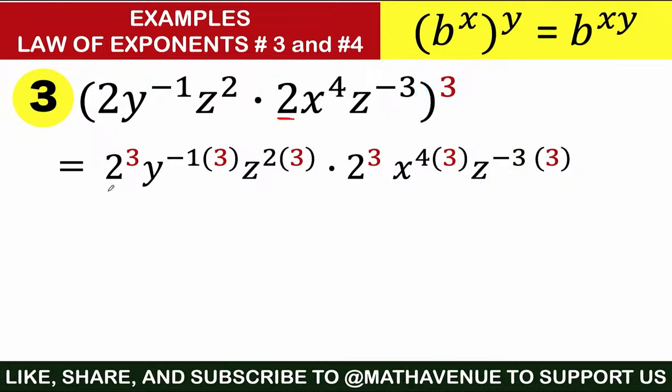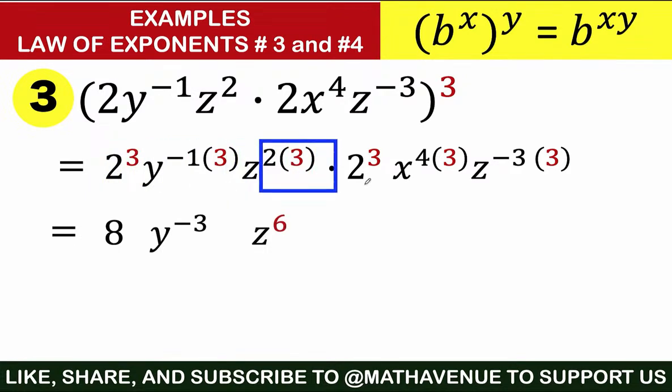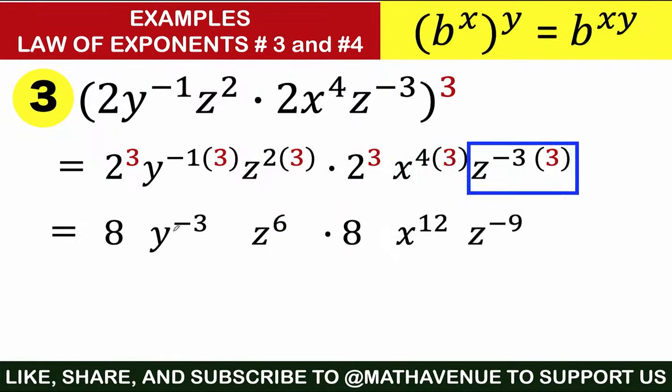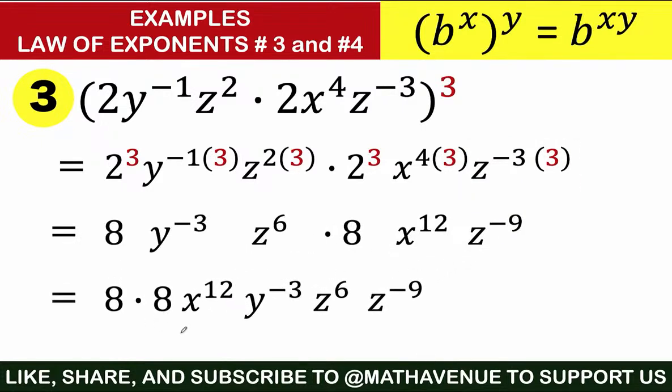Then, group together all those factors that are similar, meaning they have the same variables. Here, 2 to the 3rd is equal to 8. This one, when simplified, is y to the 3rd. This one is c to the 6th. This is 8. The next is x to the 12th. And c to the negative 9. Then from here, let's apply the commutative and associative property of multiplication to group together all the constants and all those factors with the same variables.